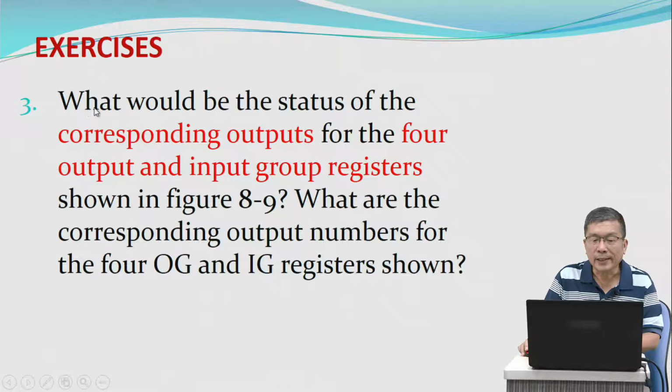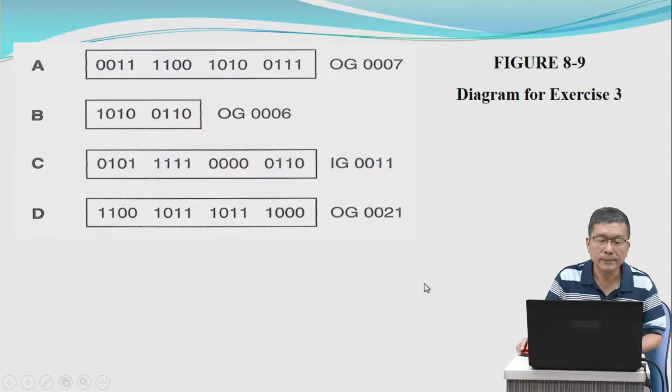Exercise number 3. What would be the status of corresponding outputs for the 4 output and input group registers shown in Figure 8.9? What are the corresponding output numbers for the 4 OG and IG registers shown? This is the diagram for exercise number 3.